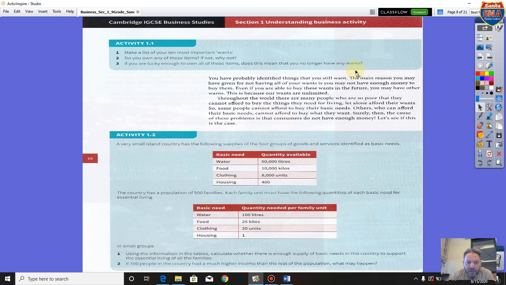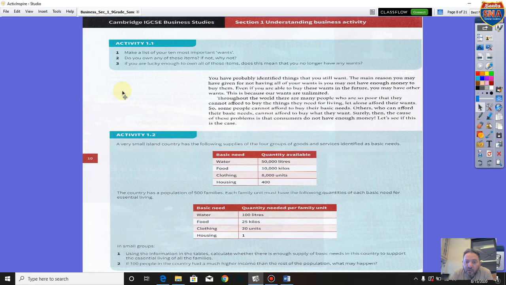Okay. You have probably identified things that you still want. The main reason you may have given for not having all of your wants is that you may not have enough money to buy them. Even if you are able to buy these wants in the future, you may have other wants, as we said. This is because our wants are unlimited. Our wants are unlimited, guys.